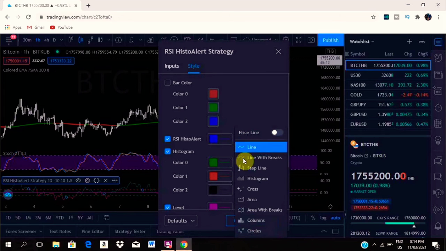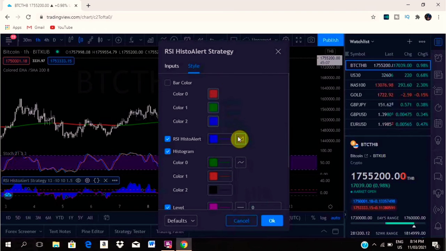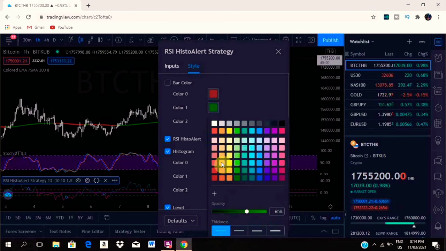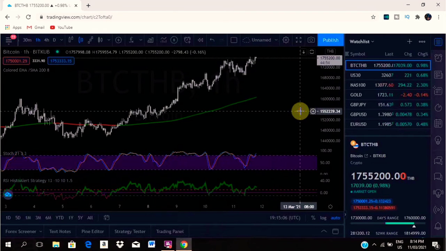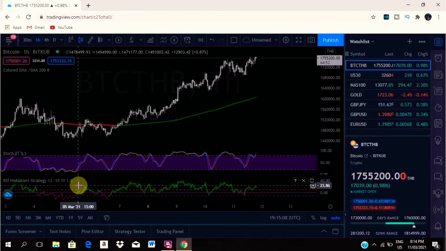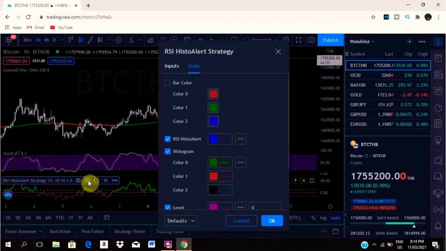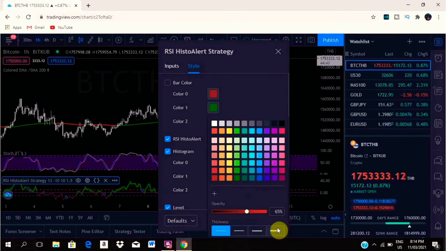So this one will be, change this into line, and then you make it bigger. You can see you make it bigger. There's another setting we need to do. Make it bigger. Then you go to the red, you make it bigger. As you can see, you make it bigger.